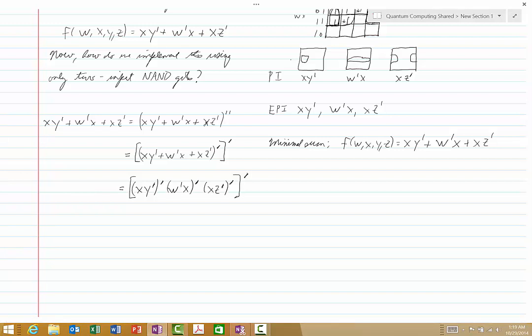And notice now that if we look at this, this is a two-input NAND here. We are ANDing and then complementing, so that's NANDing. We are NANDing together x and y prime. Here we are NANDing together w prime and x, and here we are NANDing together x and z prime. So, assuming that we have all the variables in both their complemented and uncomplemented forms, this can be implemented with a two-input NAND, this can be implemented with a two-input NAND, and this can be implemented with a two-input NAND.